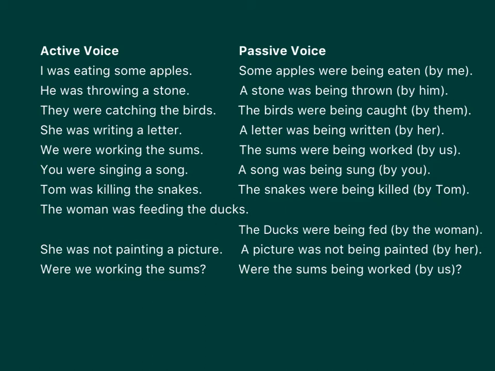Active voice: were we working the sums? Passive voice: were the sums being worked? Take a note of the last two examples. A picture was not being painted by her. Note the position of the word not in the sentence. The last example: were the sums being worked by us? Note the position of the word were in the question.